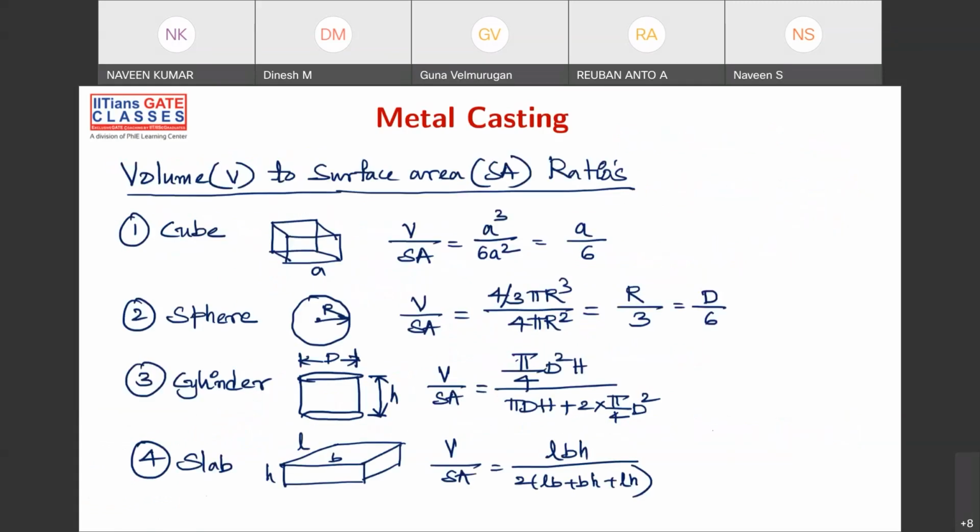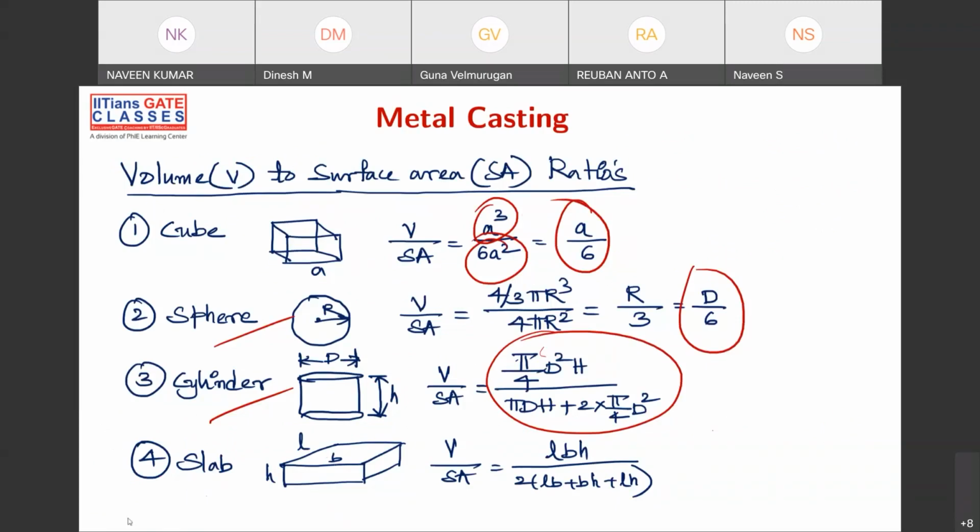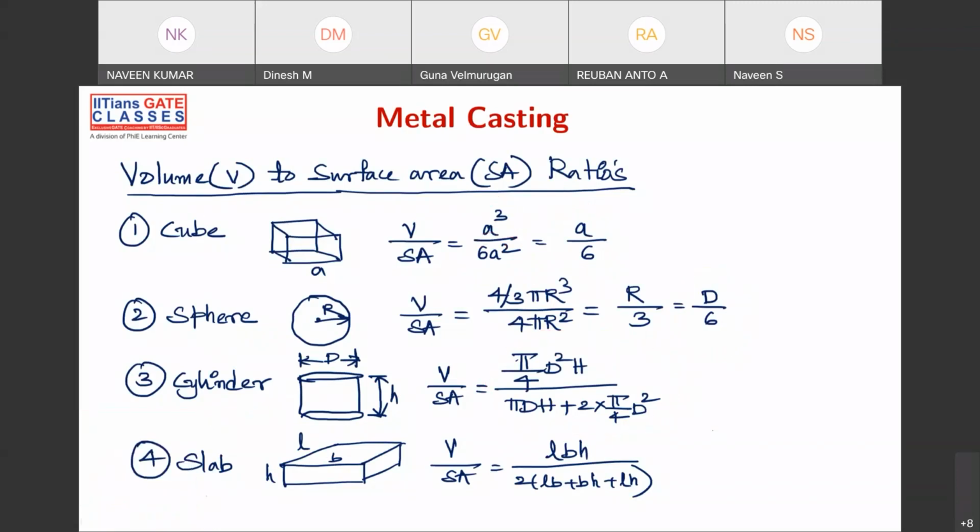Okay, this and all you can do. For a simple cube, volume is a cube, surface area is 6a square, so total V by SA is a by 6. This is d by 6 for a sphere. For a cylinder it is this. It's nothing, simple geometry. For the sake of easy understanding, I have taken some simple geometries and calculated the volume of the geometry divided by the surface area of the geometry. You can just scan through the slides when I provide them, and if you want, you can do this kind of thing in examination also. There's no big deal to remember these things. I hope you understand this, right?